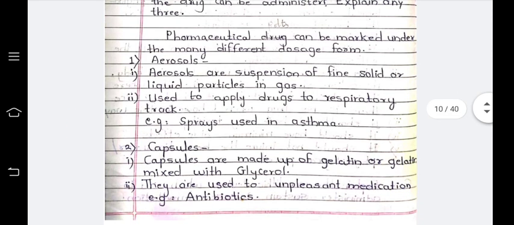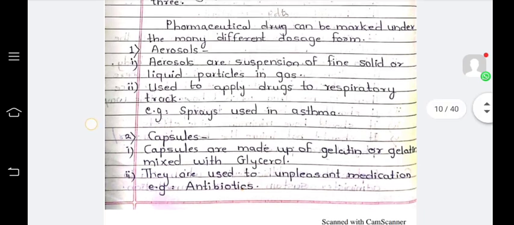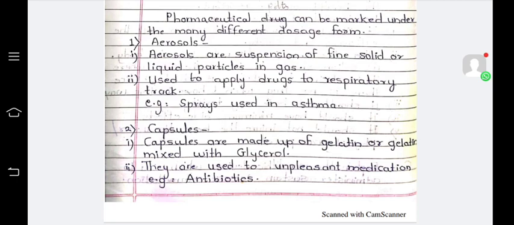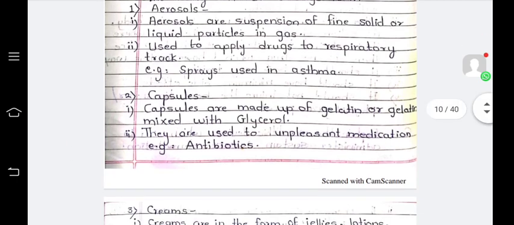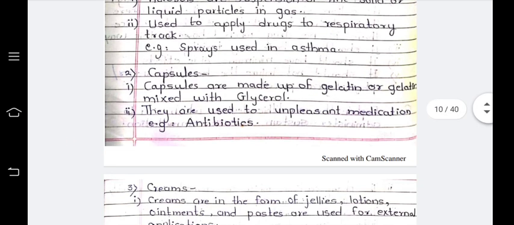Then what are the different dose forms in which a drug can be administered? Explain any three. Pharmaceuticals can be marketed under many different dosage forms. Aerosol. Aerosols are suspensions of fine solid or liquid particles in a gas used to apply drugs to the respiratory tract. Example, Spiroquine used in asthma.